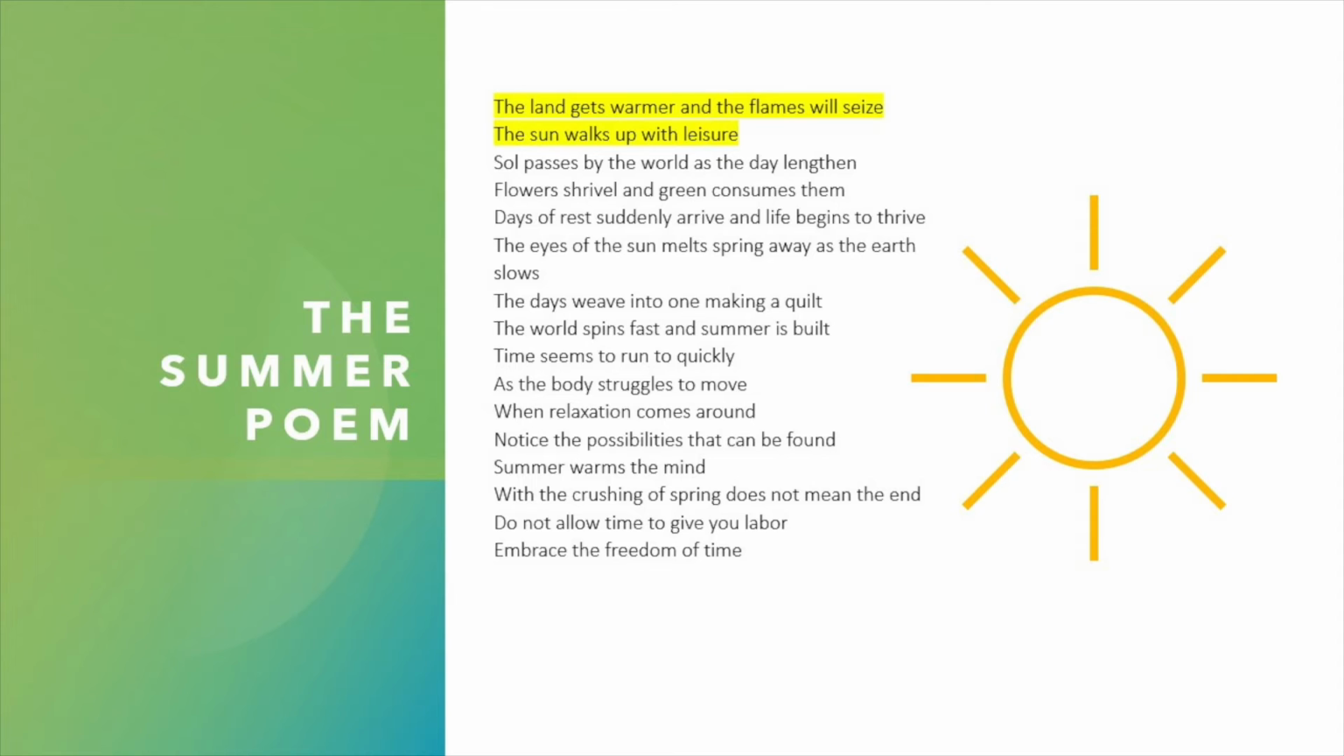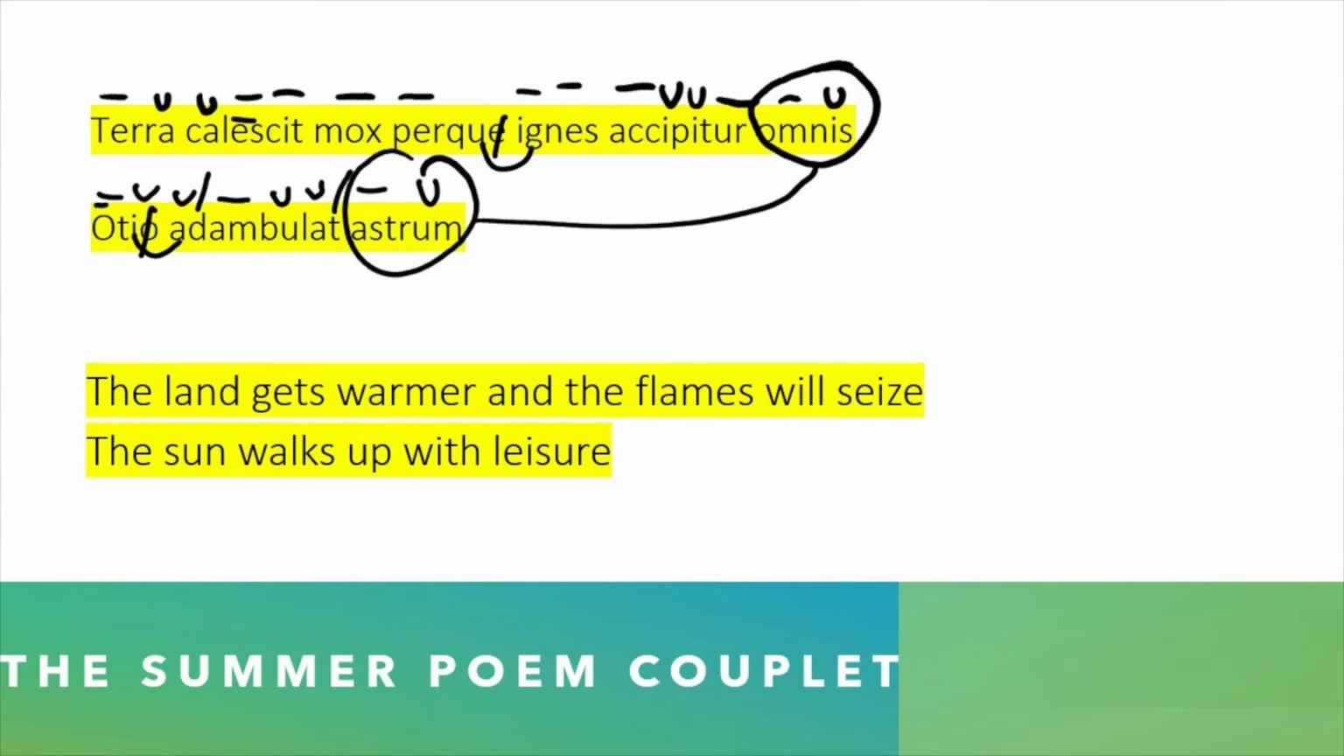And then here's my summer poem, and the two top lines are again what I translated and put into his poem style. So the land gets warmer and the flames will cease, the sun walks up with leisure. Terra colescit mox perquegnes accipitur omnis otiad ambulat astrum.